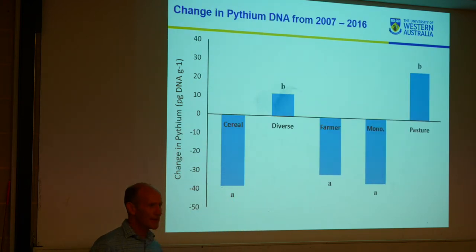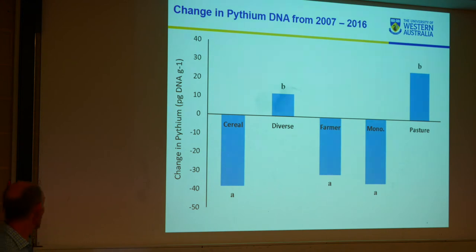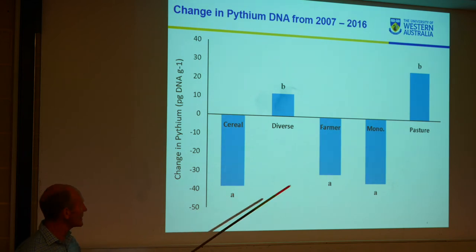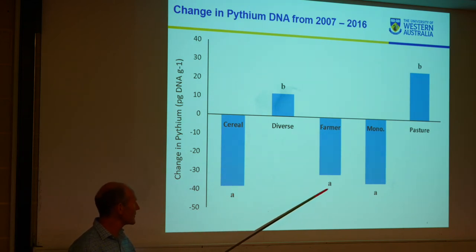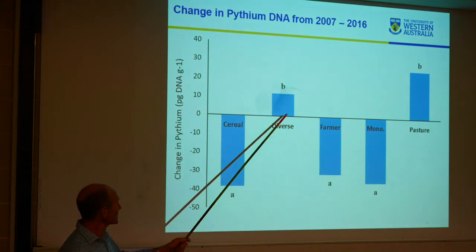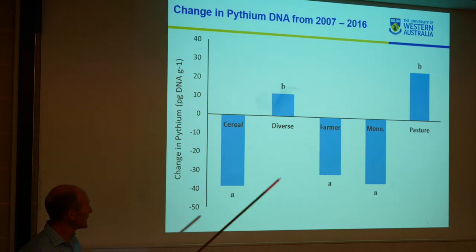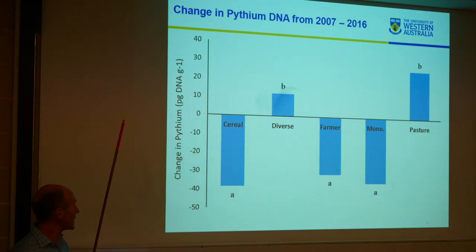Okay, when we come to Pythium, you'll see here that actually Pythium has decreased in all the cereal-dominated rotations, including the farmer rotation, which has two cereals. But you'll see that Pythium has increased in the diverse rotation, and it's also increased in the pasture.